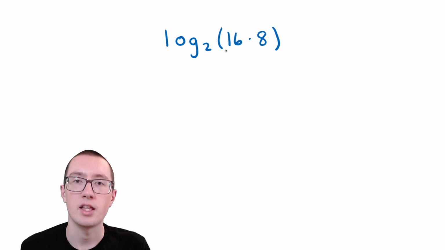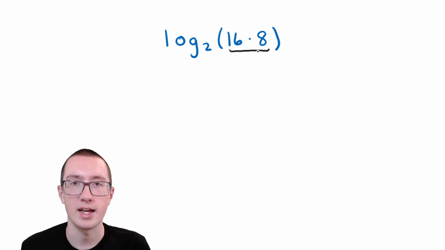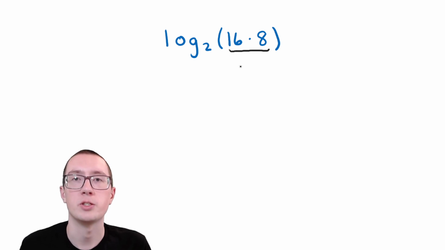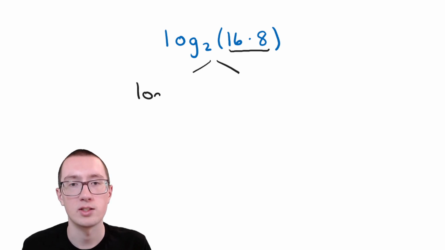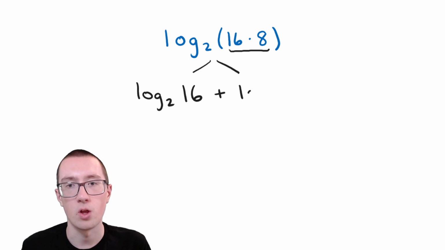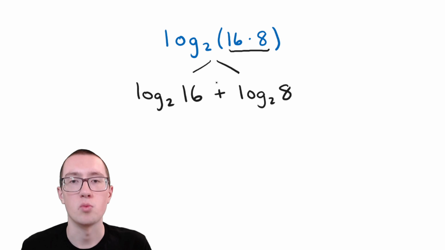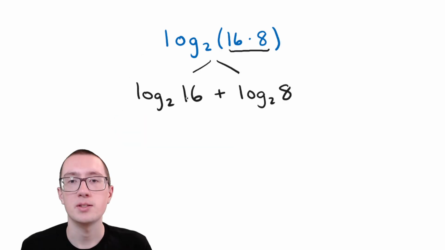So instead, because these are being multiplied together, we can just do the opposite of the rule we just did. Remember that you multiply the insides when you add two logs. So we can split this up into log base 2 of 16 plus log base 2 of 8. And remember that these logs are not being multiplied with each other, they're being added, because when you add two logs, you multiply what's inside. Now these are simpler logs that we can solve on our own.